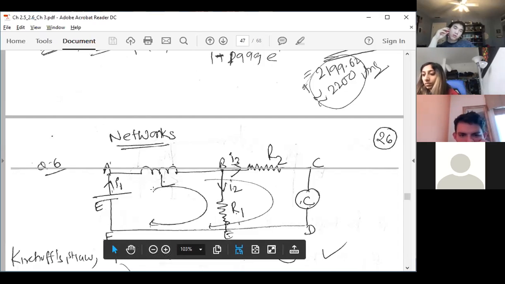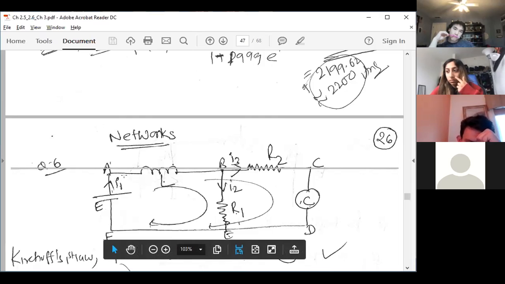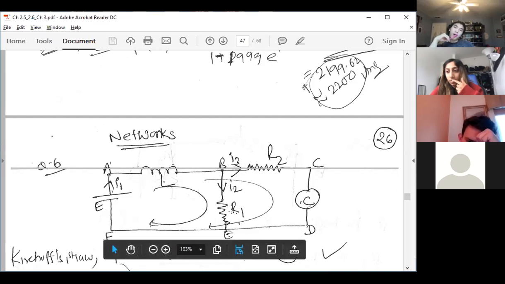Please pay your full attention. So many people are losing their points over here. My figure is given like this. Battery is there. One inductance is here. Then my current I1 is divided into two parts. One is I2 and here it is I3. Here I have one resistance called R1 and a second resistance here, R2. This is my closed loop circuit, but it has two closed loops. One is this one, second one is this one.